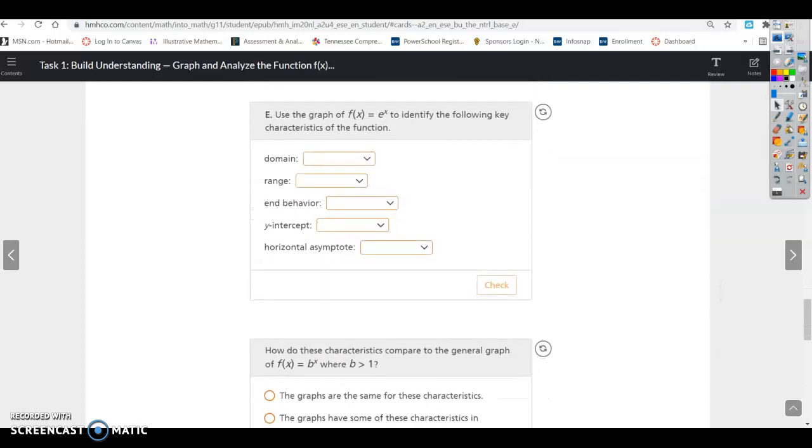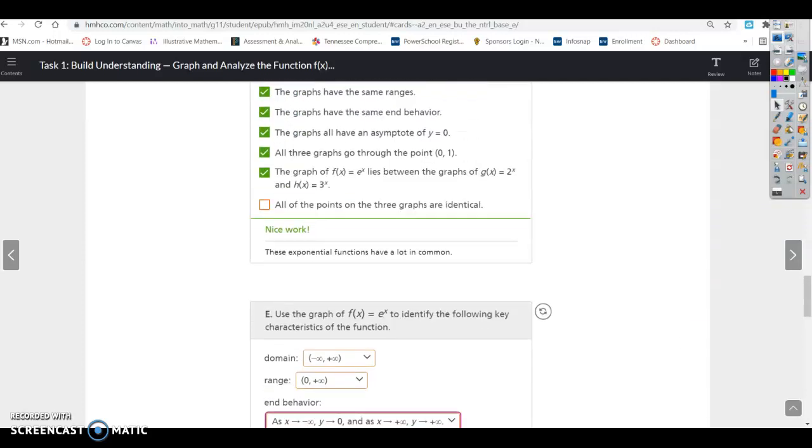All right, it says use the graph of f of x equals e to the x power to identify the following key characteristics of the function. All right, so the domain goes in both directions forever, so it's all real numbers. The range was everything above 0. The end behavior, you can see the end behavior on the left was approaching 0 and infinity on the right.